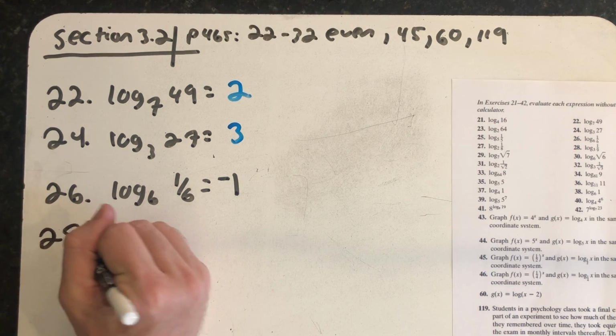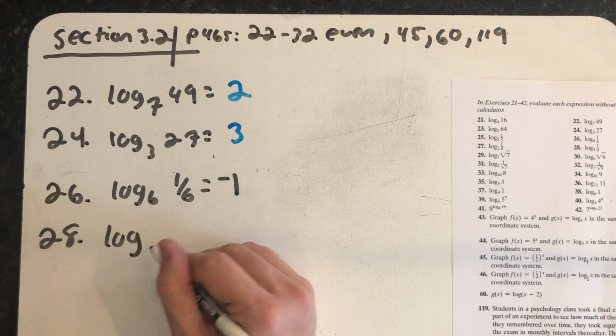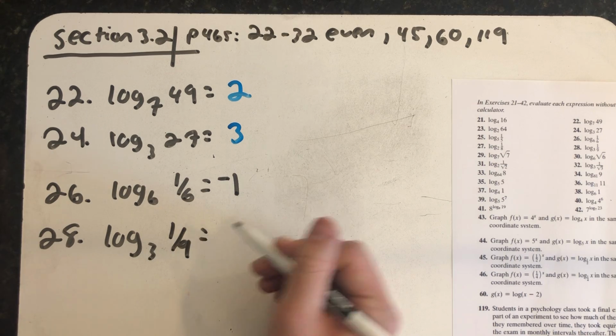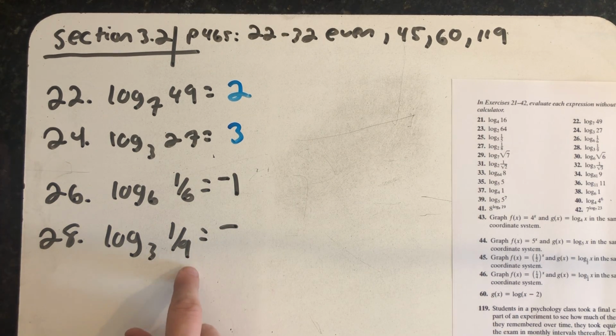Going right along to number 28. The log base 3 of 1/9. Well, again, it's a reciprocal, so it's going to be a minus. Now I just need to think about what power would get me the 9, and that would be a squaring function. So 3 squared is 9, so 3 to the minus second is the reciprocal 1/9.